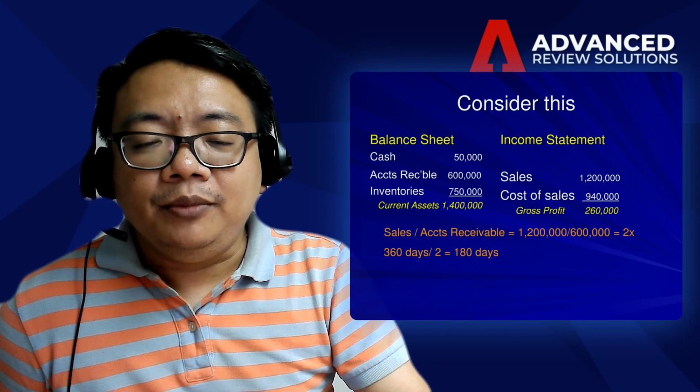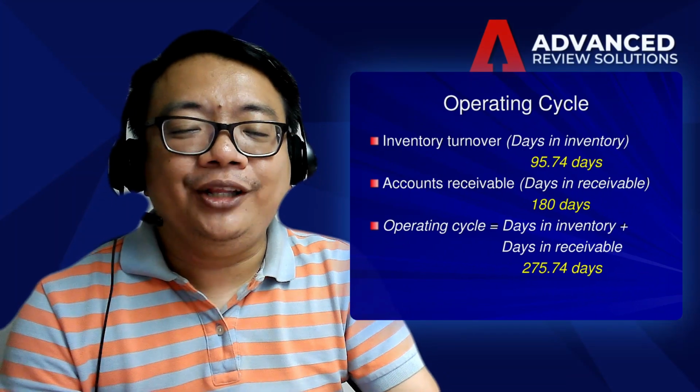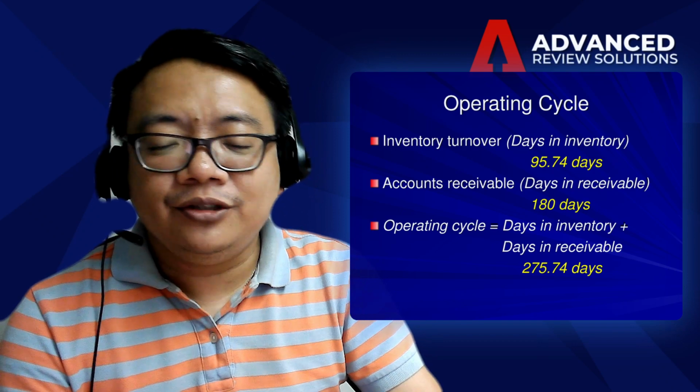Okay? So I'm going to say, the operating cycle can be computed using inventory turnover. In inventory, you have 95.74 days. You have your AR, account receivable, days in receivable, 180 days. And the operating cycle is equal to days in inventory plus days in receivables. All in all, you have 275.74 days. Napakatagal niya, no? Malapit na mag-isang taon. And that would be your operating cycle. If you are a retailer or wholesaler, matagal yan, ha?